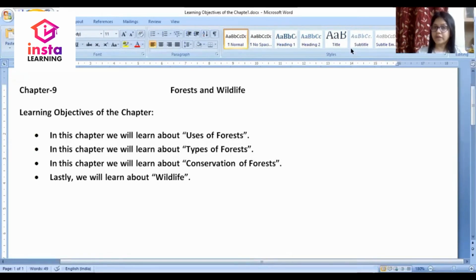Dear student, very first you should know what the learning objectives of the chapter are. So dear student, I am sharing the learning objectives with you on my screen. In this chapter, you will learn about uses of forest. Secondly, you will also learn about types of forest. Thirdly, you will learn about conservation of forest. And lastly, you will learn about wildlife. So, let's begin with chapter 9.